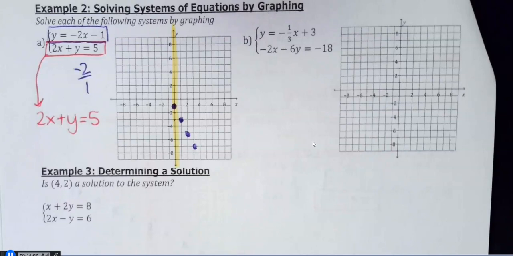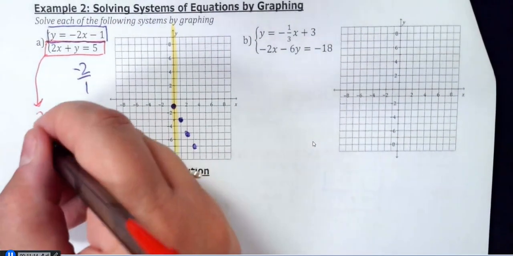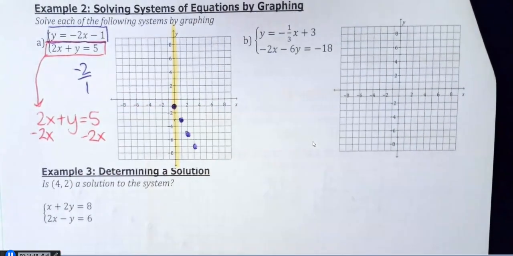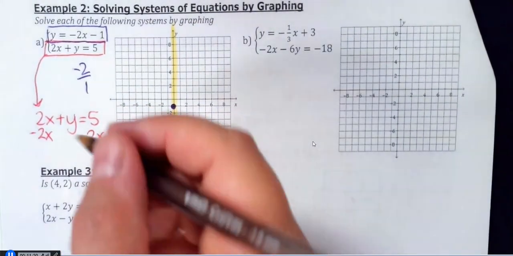It's just going to save you a step. If I get y by itself on one side, it'll make it in slope-intercept form automatically. This will just save you one step. So if I just subtract the 2x, you could subtract the y, but it's just going to cause you to do a little bit more work. So I'm just going to do that.